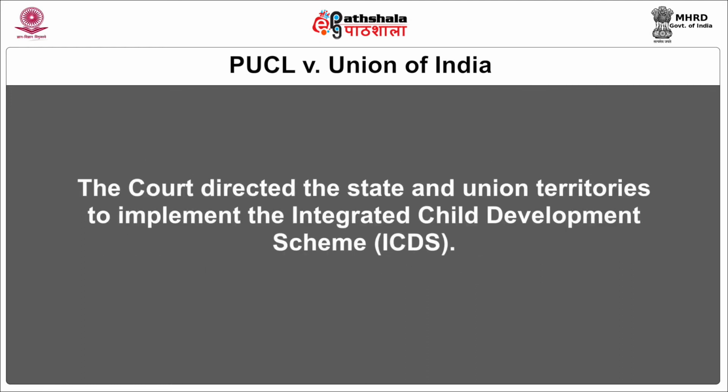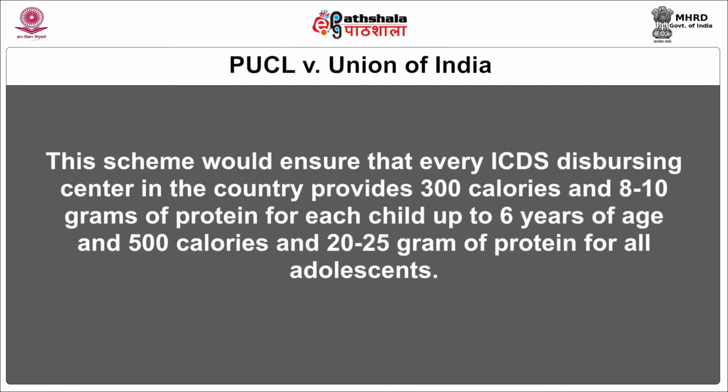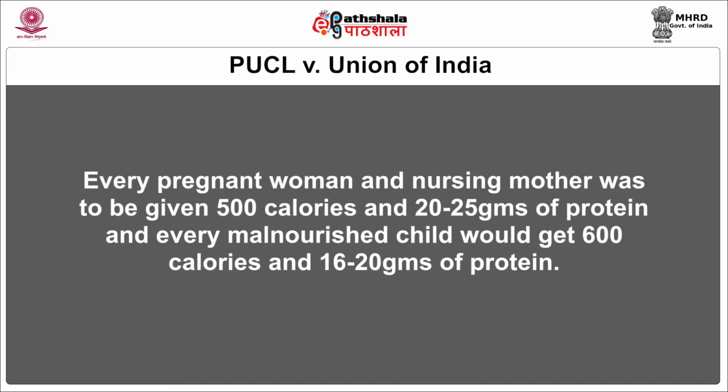In the same interim order, the court directed the state and union territories to implement the Integrated Child Development Scheme as well, popularly known as the ICDS. This scheme would ensure that every ICDS dispersing center in the country provides 300 calories and 8 to 10 grams of protein for each child up to 6 years of age and 500 calories and 20 to 25 grams of protein for all adolescents. Every pregnant woman and nursing mother was to be given 500 calories and 20 to 25 grams of protein, and every malnourished child would get 600 calories and 16 to 20 grams of protein.